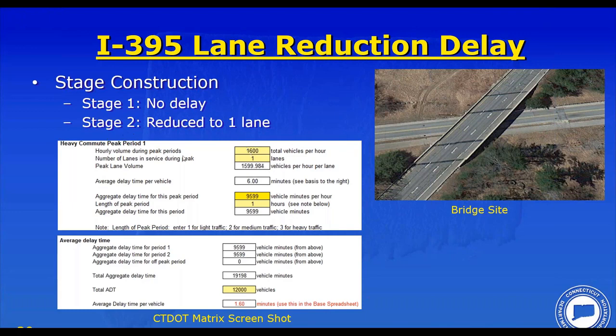So we're just going to look at the heavy commute period for stage 2, where we have 1,600 vehicles per hour traveling on 1 lane in stage 2. So we have a delay of 6 minutes because we're above the 1,400 threshold. ADT is approximately 9,600 vehicles. It's a light traffic region, so we're going to go with a 1 hour peak, and we calculate 9,599 vehicle minutes. So we assume there are 2 peak periods in the morning and the afternoon. So those are the 2 periods, but off peak, our calculations showed that it was 0. And then we have a total delay, a weighted average delay time of 1.6 minutes.